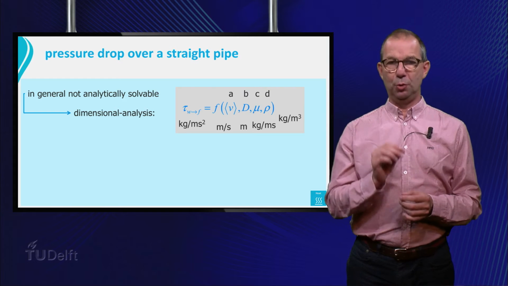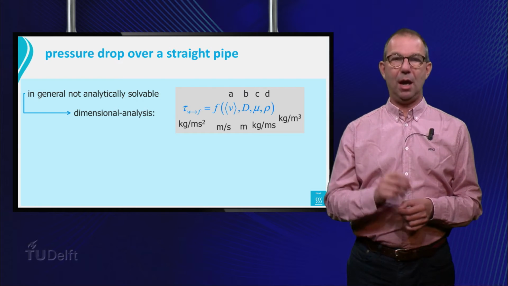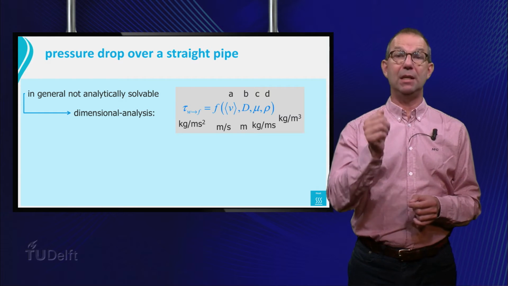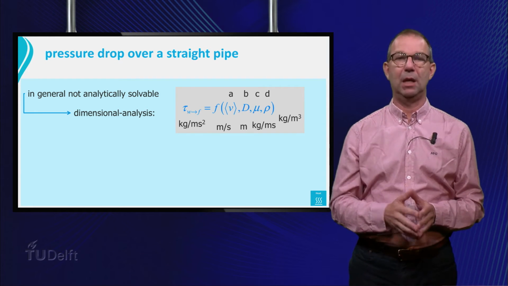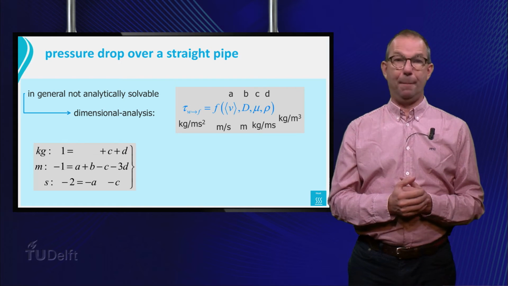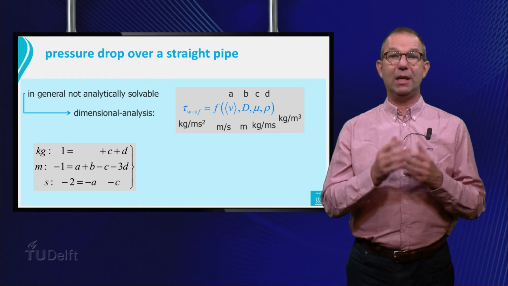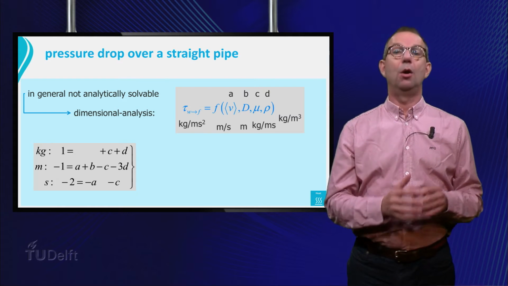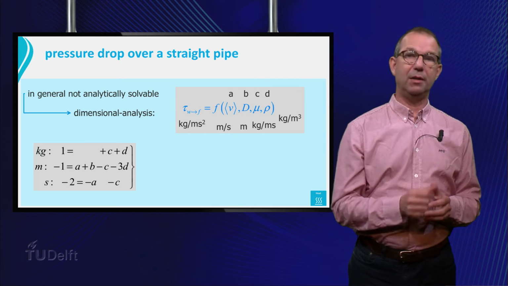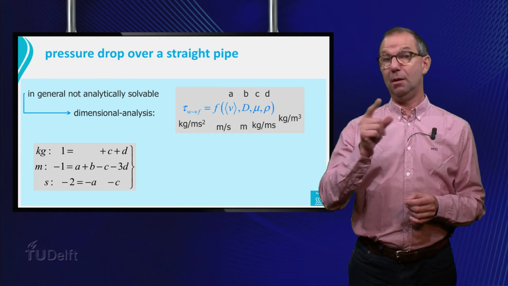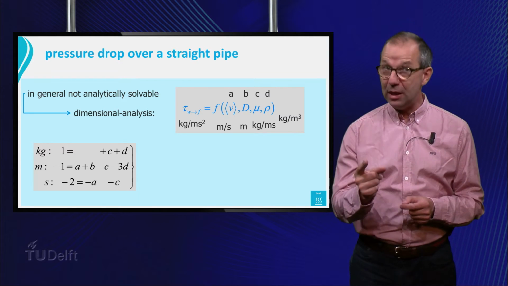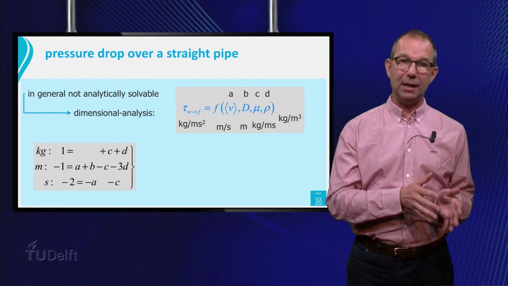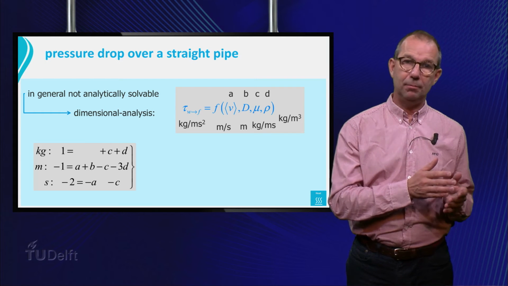Next we write the units for each quantity and we raise the quantities on the right side to the power a, b, c and d. Then we make the equation dimensionally correct. So we get for the kilogram 1 is c plus d. For meters, minus 1 equals a plus b minus c minus 3d. And for seconds, minus 2 equals minus a minus c.